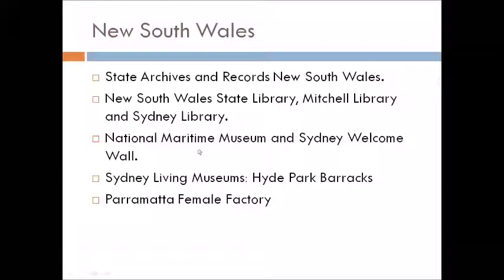The National Maritime Museum is more background on shipping per se versus family history, but it's good to have the background of a ship. Sydney Welcome Wall is where people have put their names up with their family. It has a little bit of information, but it's nowhere near as good as Fremantle. I'll show you that in a minute.